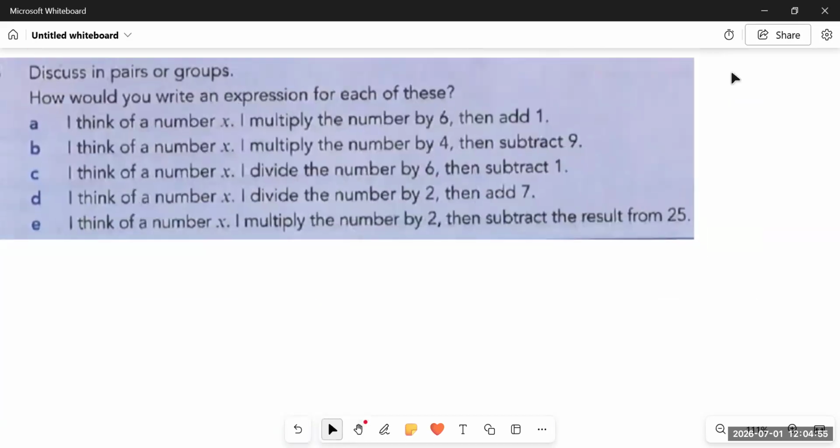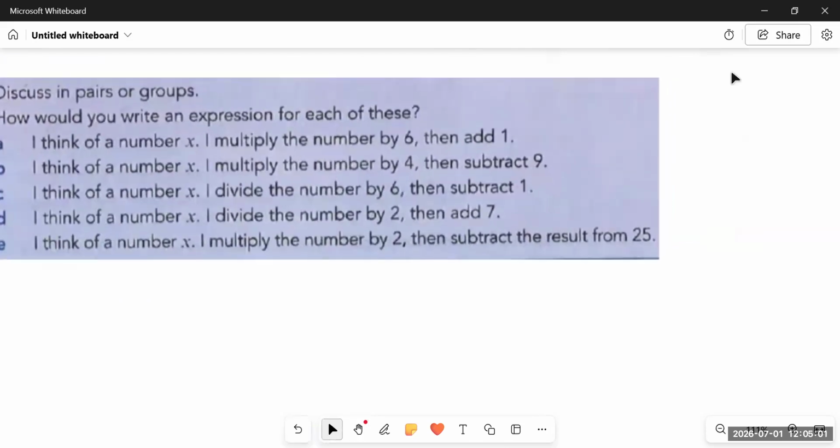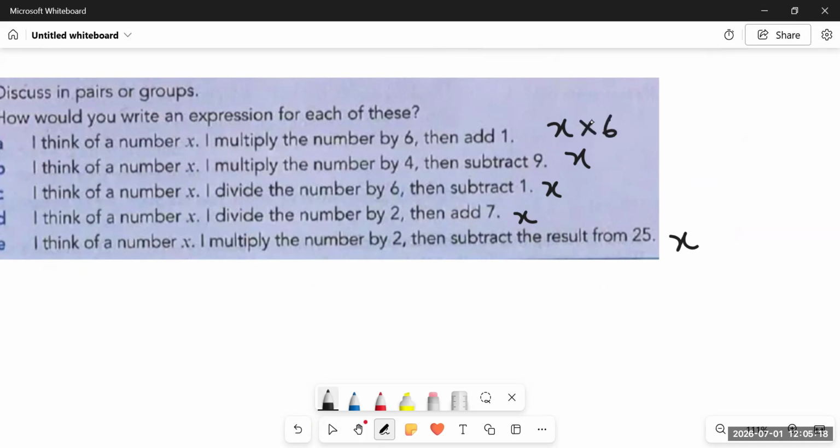Now, in question number 5, again, you have to discuss in pairs or groups. How would you write an expression for each of these? I think of a number x. Okay, in all of these situations, you are thinking of a number x. The next thing it says in part A, I multiply the number by 6. So it's x multiplied by 6, and then add 1 to it. So it's plus 1.